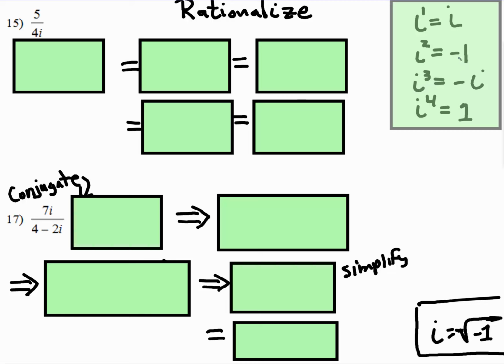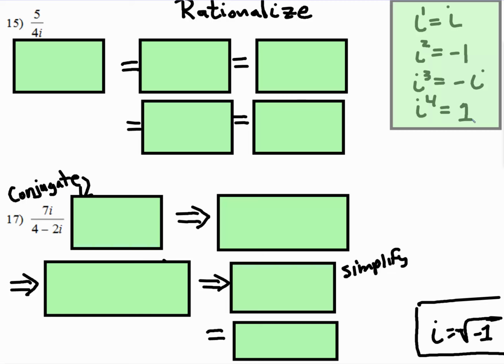i cubed, well, i squared times i to the first would be -1 times i, which is just -i. And then i to the fourth is just i squared times i squared. Well, -1 times -1 is +1.